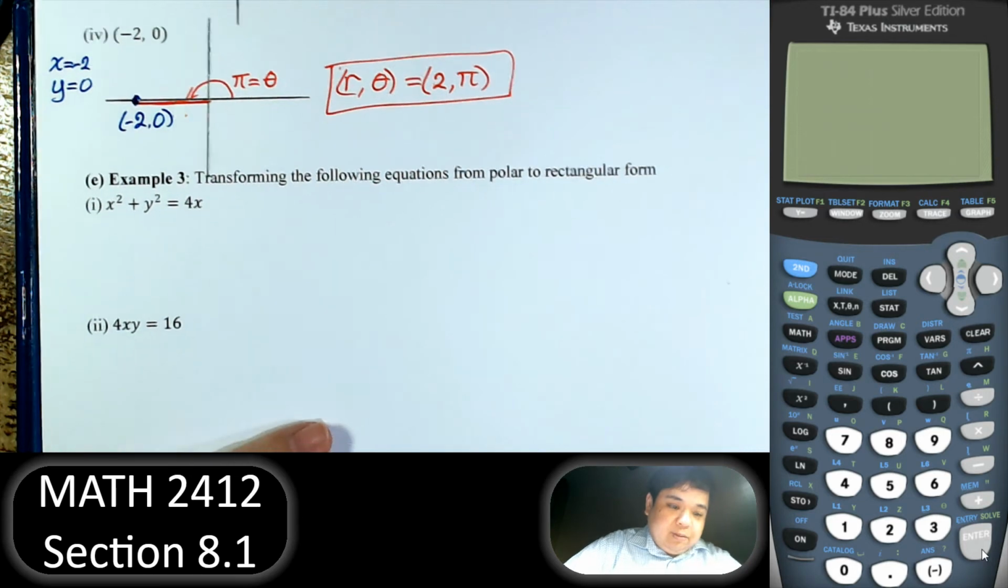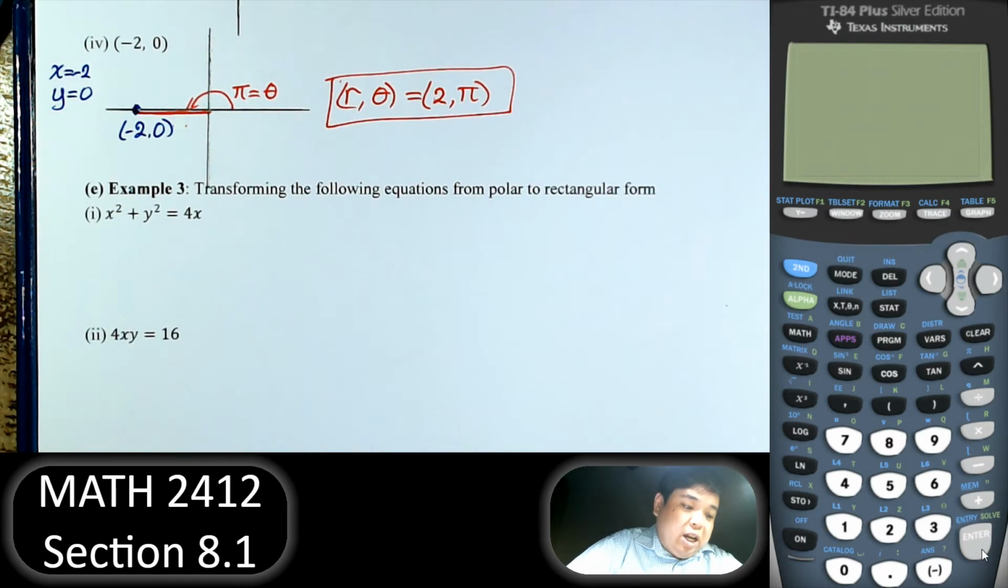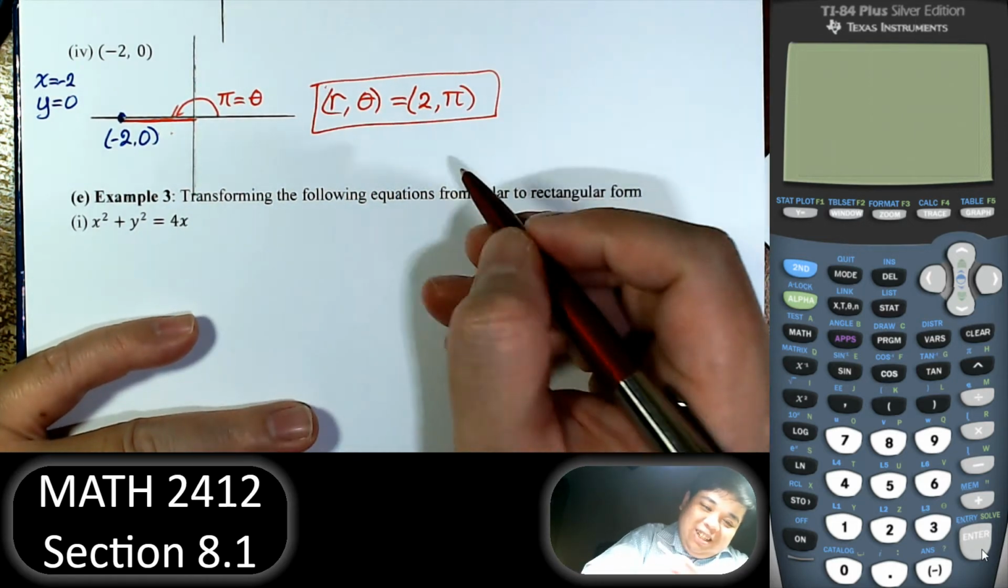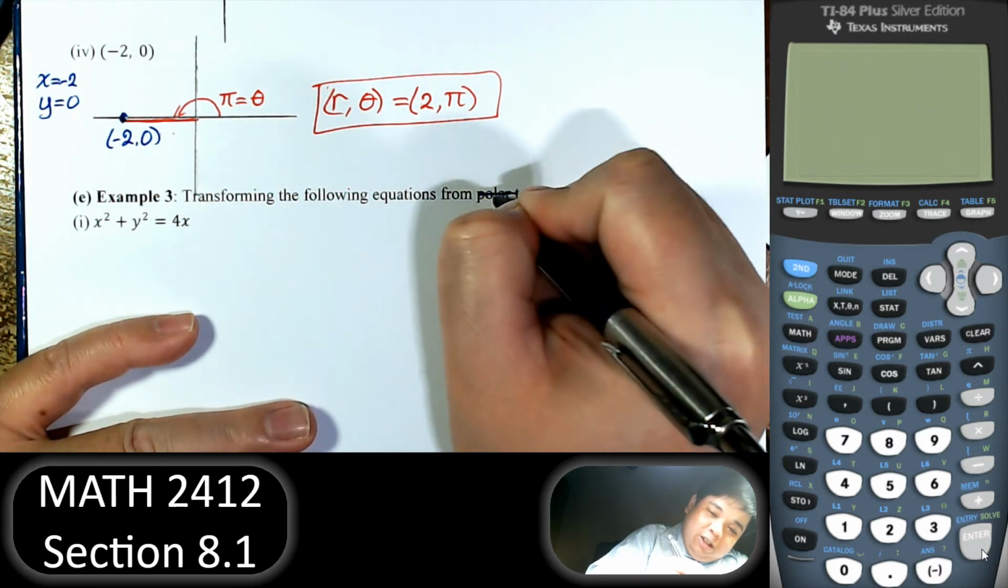Alright. Next, transform the following equation from polar to rectangular. Actually, I got this one backward. Sorry. We should transform from rectangular to polar.